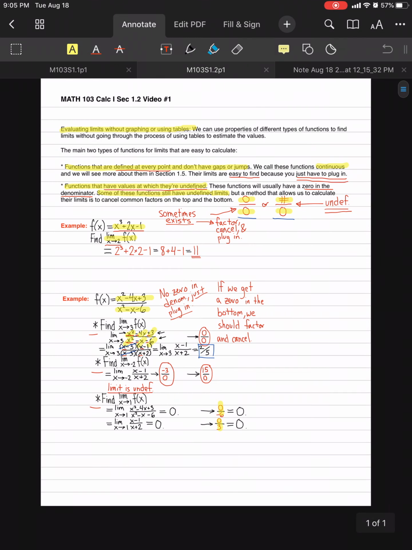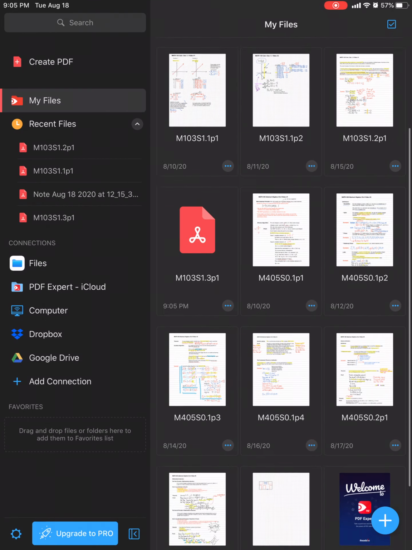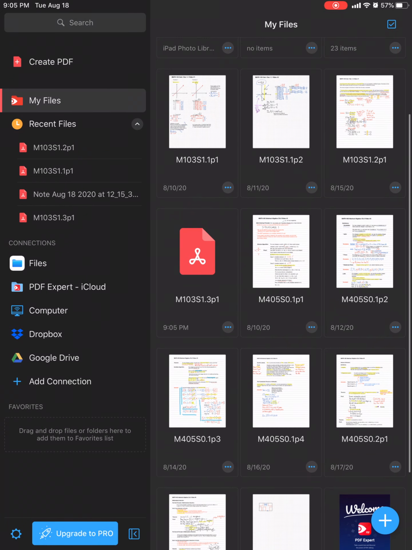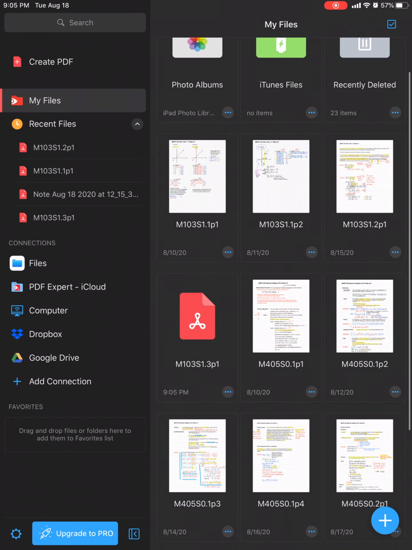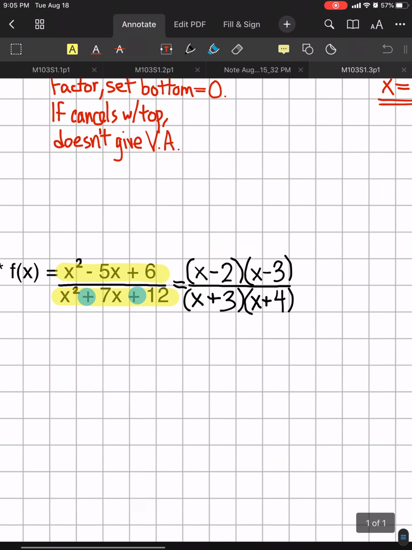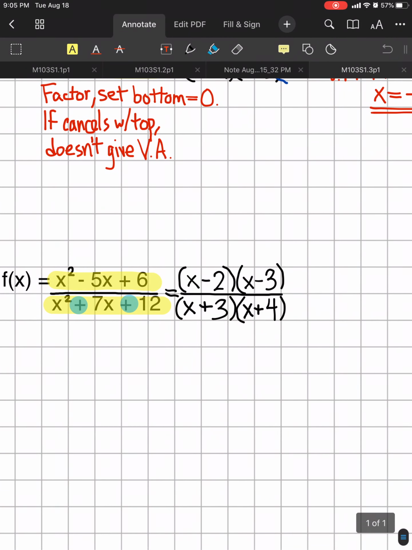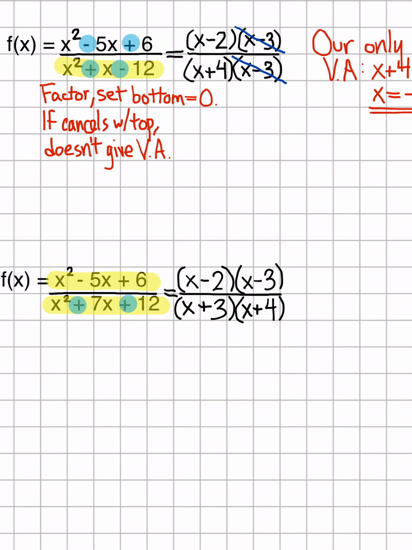Where are we? I must have shut this down. Hang on. Let me go back and find the right one here. There we go. Okay. Sorry about that. You touch the screen and it hits an X and the whole world blows up. Okay. So here we go.